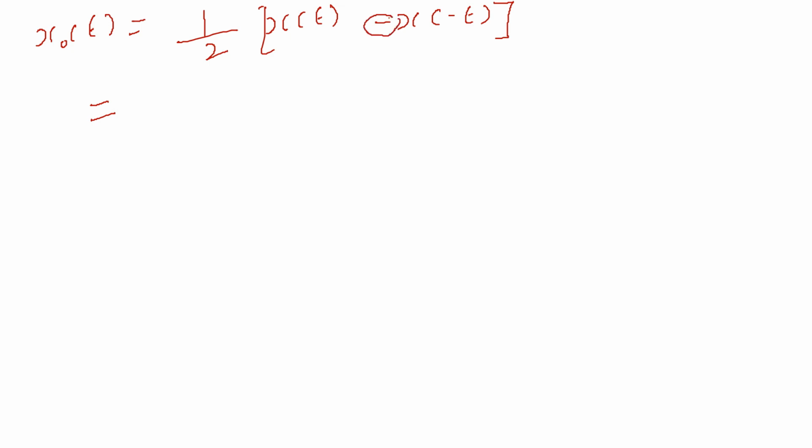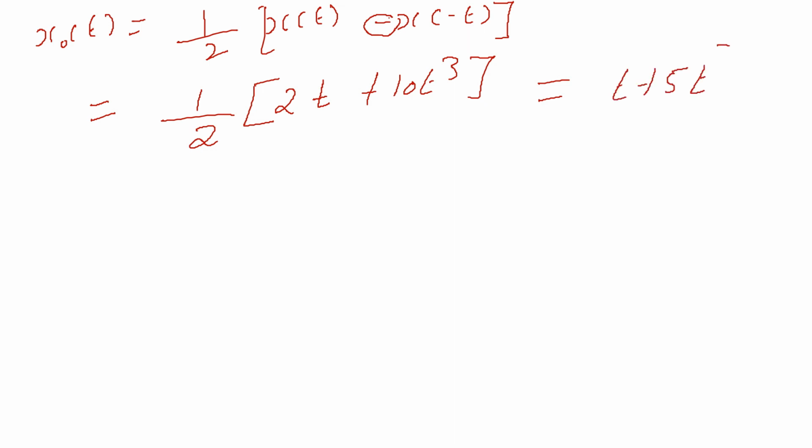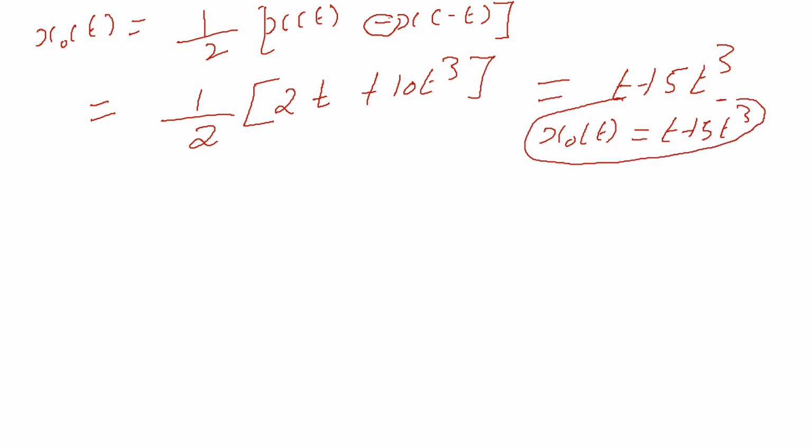I am writing half times, not the final answer, once after the manipulation, okay? 2t plus 10t cube, this can be further written as t plus 5t cube. So this is the odd part, which I am extracting from the original signal after decomposition. So it's a classic question. Exams sometimes they may ask you, so please study that.